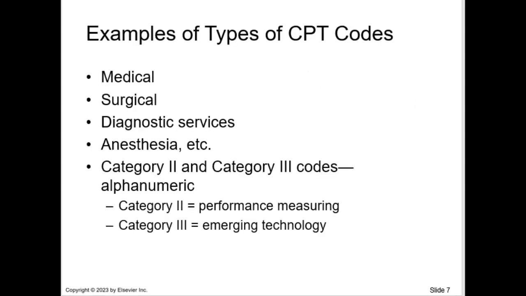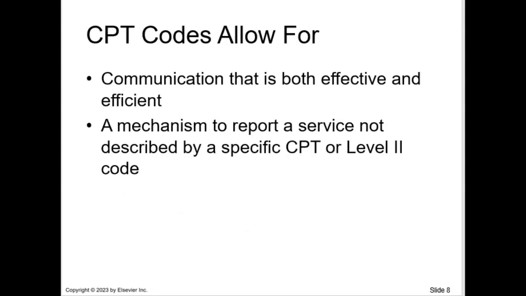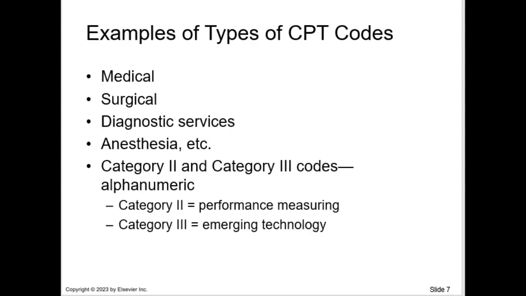So let's go ahead here. Examples of types of CPT code. We have our medical, we have surgical, we have diagnostic services, anesthesia, and then we have category 2 and 3. So category 1, let's go back to that. We will talk about these a little bit more, and I can talk about them here at the end. But there's one thing to really remember.